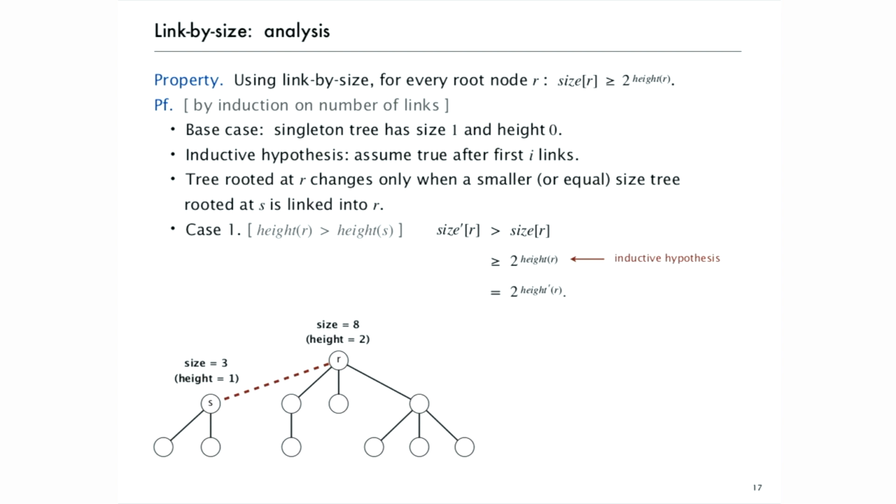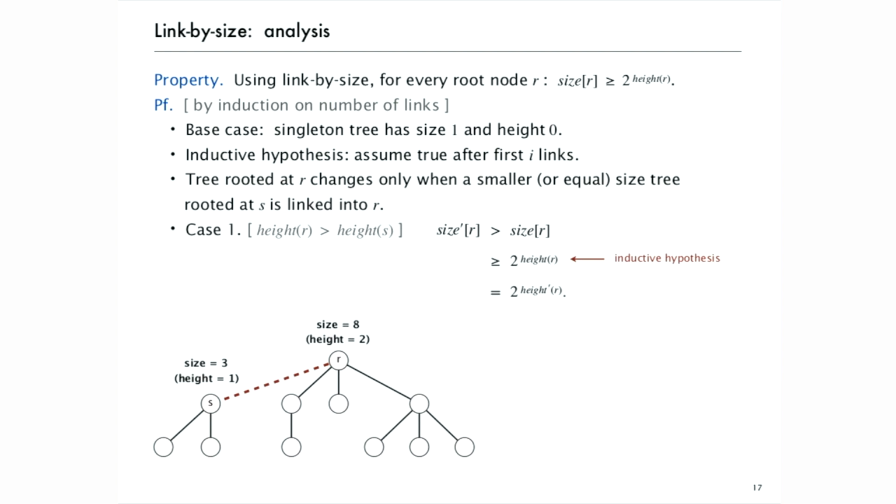Now notice that the tree rooted at R changes only when a smaller or equal size tree rooted at some other object is linked into this, right? When a smaller or equal size tree rooted at S is linked into R. True? So first let's assume that the height of R is strictly greater than the height of S, because this is what we are trying to prove.